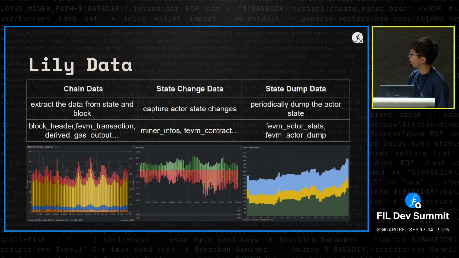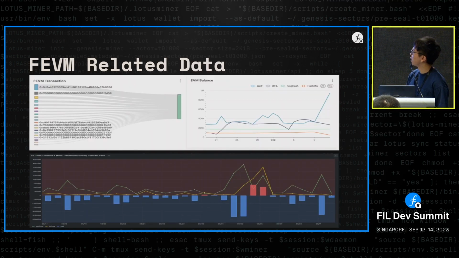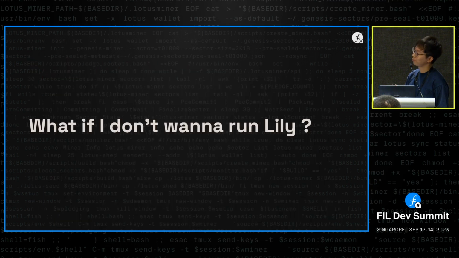And the last one is the state dump data. Lily will periodically dump the actor state. And this chart shows the history of the balance within the EVM, ETH account, and the placeholder. They also have more interesting FEVM-related data and charts. For example, the FEVM transactions, EVM balance, and the money flow between the contracts and the miners. Yeah, that's all for Lily.